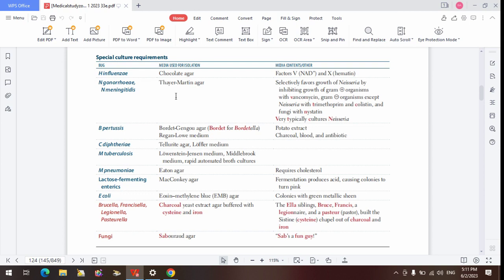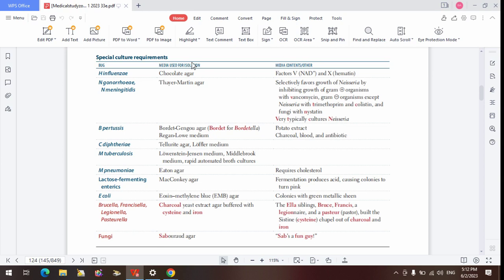So, if you have organisms that depend on factor V and factor X to grow, factor V is NAD+, factor X is hematin. So, if you have 100 organisms that can grow in a medium that contains these two factors, and you put them in the medium and they grow, that is an enriched agar. It doesn't discriminate between one and another. It doesn't kill off one for another. It will allow all of them to grow.